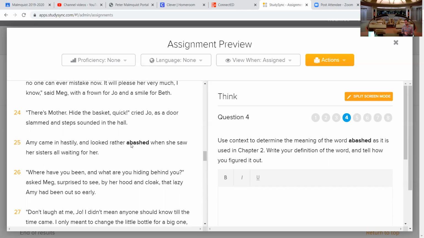So it says, "There's mother. Hide the basket quick," cried Joe, as a door slammed and steps sounded in the hall. "Amy came in hastily and looked rather abashed when she saw her sisters all waiting for her." So we talked about this. She feels abashed because everyone's waiting for her. Okay, she wasn't there when she was supposed to be.